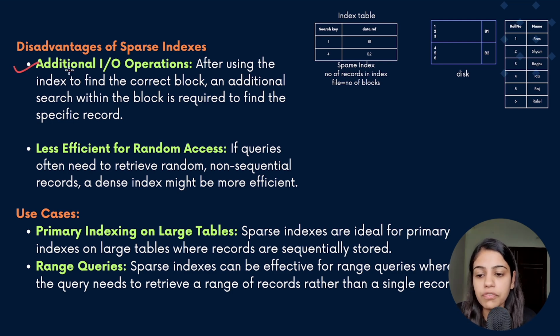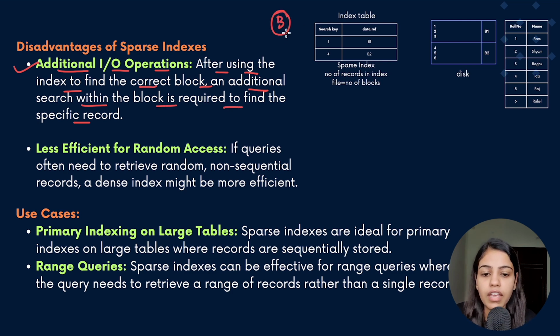Now what are these? First is that additional IO operations are involved. After using the index to find the correct block, an additional search within the block is required to find the specific record. When we are searching for roll number 3, I search the index table, and wherever I find the search key, I go to the data reference there, and then I search the block which is present. So there is an additional search which I need to do for that particular block, and because of this additional search, additional IO operations are involved.